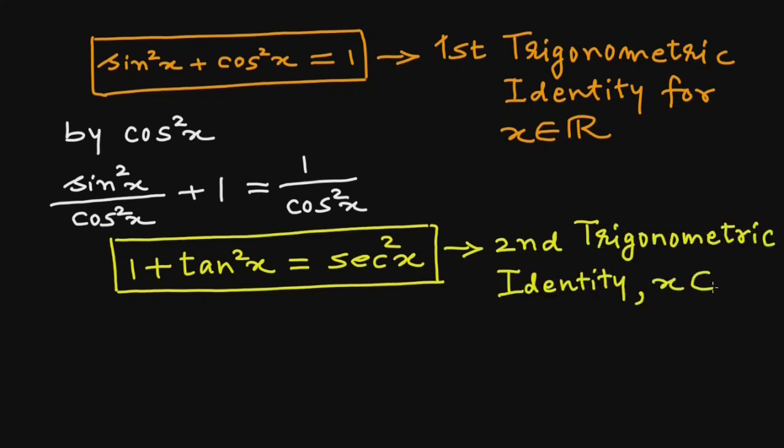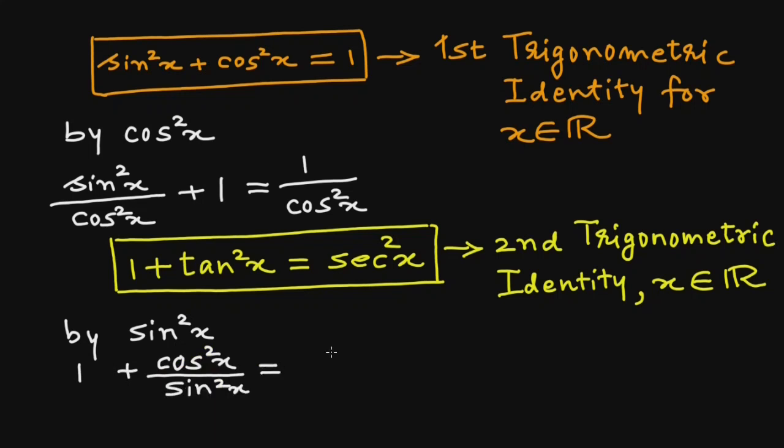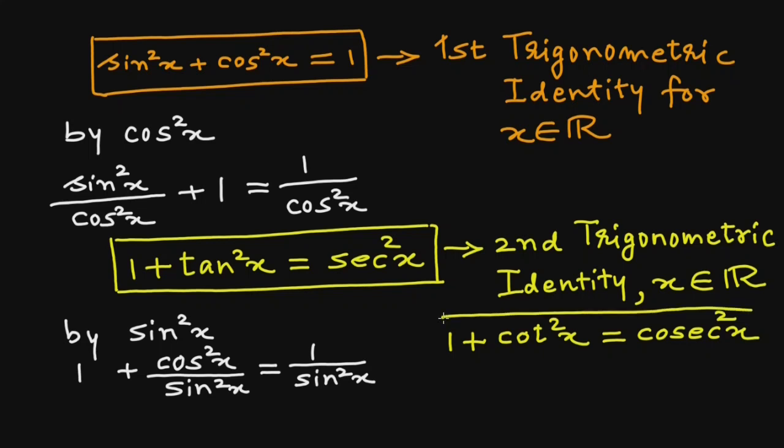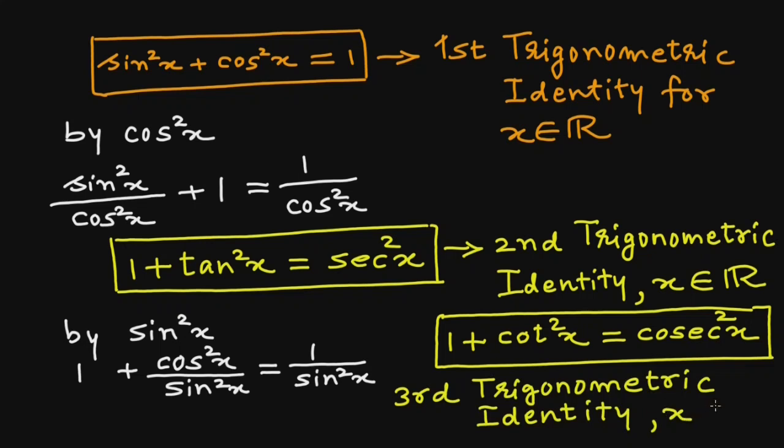For any real number x, in order to find the third trigonometric identity, we will divide this first identity by sin square x. So we get sin square x upon sin square x, which is 1, plus cos square x upon sin square x equals 1 upon sin square x. So we get 1 plus cot square x equals cosec square x. So this is our third trigonometric identity for any real number x.